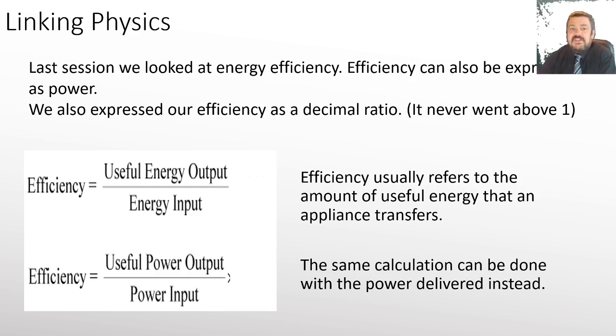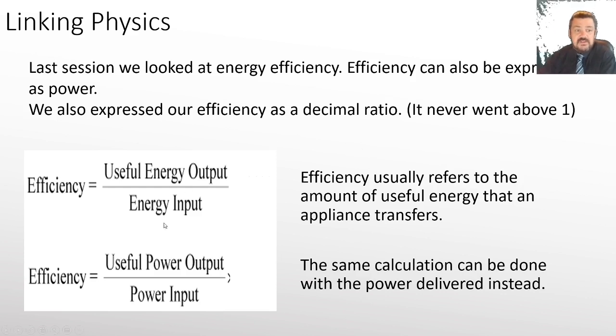We express our efficiency as a decimal ratio. If you remember, it never went above 1. We cannot have anything that's more than 100% efficient. It simply doesn't exist in physics. It cannot be above 1. It cannot be above 100%.